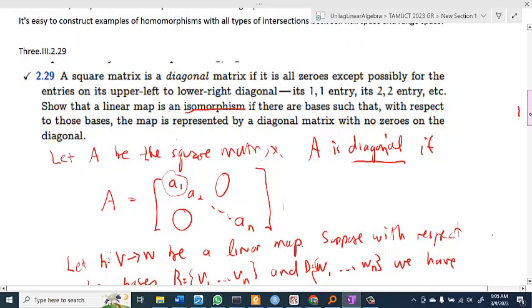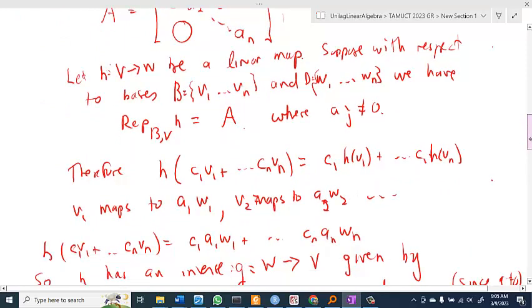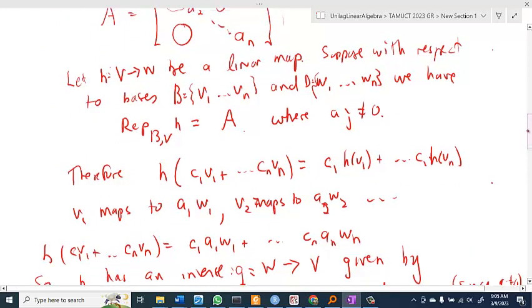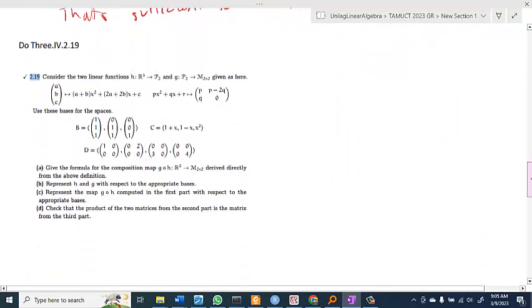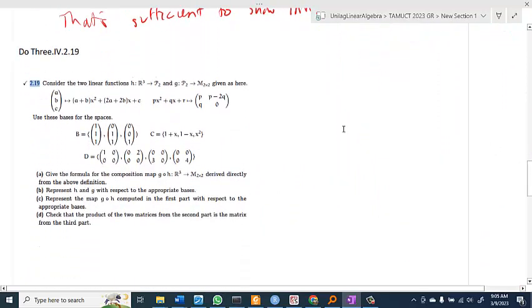If it's diagonal, you're just mapping one basis to another basis with possible scale factors. So to invert the matrix, you just invert the scale factor. Okay, let me make this a little bigger so it's more legible.